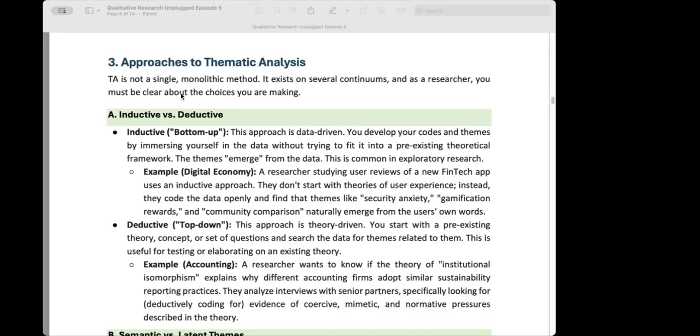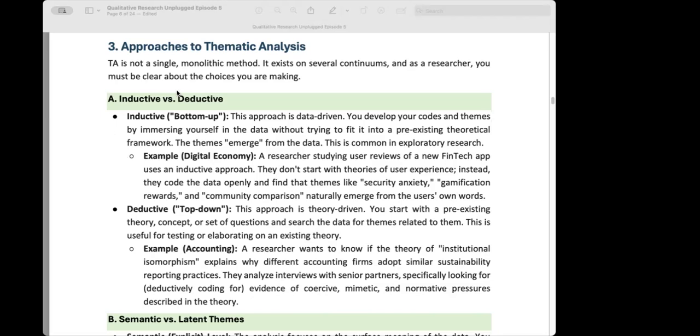Right, theory-driven or data-driven. Exactly. Inductive, often referred to as bottom-up, is a fundamentally data-driven approach. Here, you develop your codes and themes by fully immersing yourself in the data first, allowing insights to emerge directly from what you read and hear, rather than trying to fit the data into a pre-existing theoretical framework you already have in mind. The themes literally emerge organically from the raw data. So you let the data speak first.